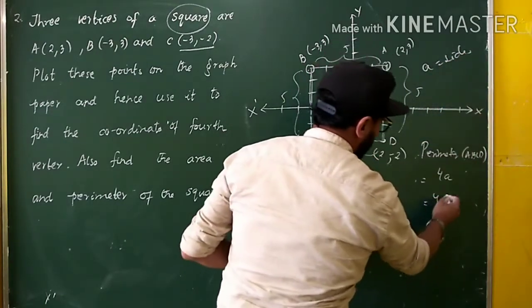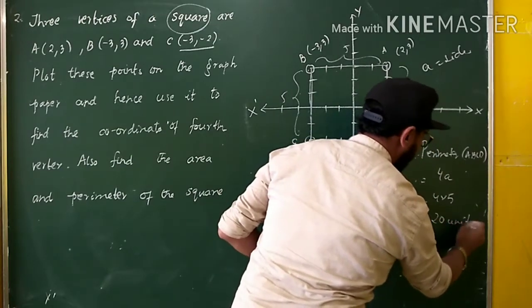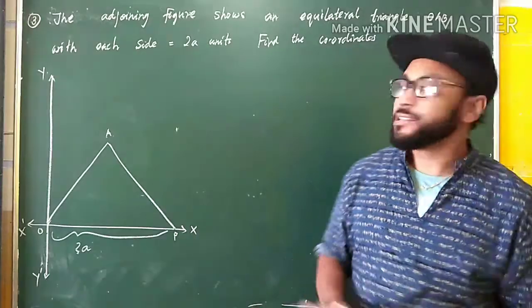So what is the side here? Side is 5 units. So this is 20 units. So this is how we solve. Now let's move on to the third point. Now let's take another example.